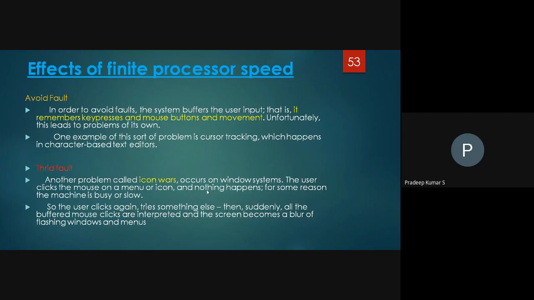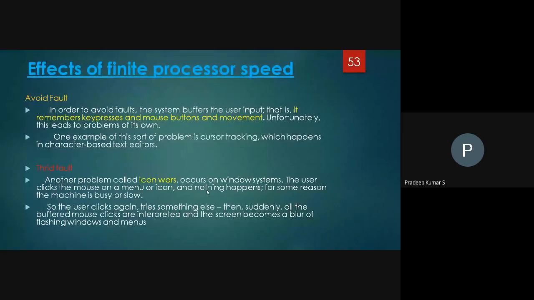To avoid this, the process should at least give one text message, like wait for 20 seconds, wait for some seconds. Based on the command, we have to alert, so we are ready to wait. That is how to avoid the third fault, the icon bar, which usually occurs in the Windows system. You have also faced this type of problem many times.